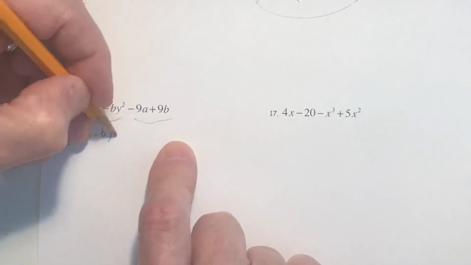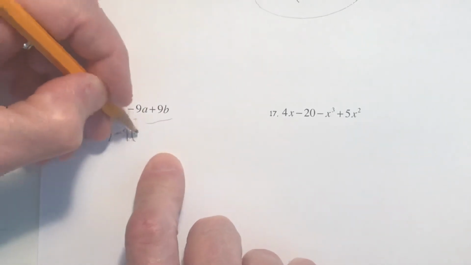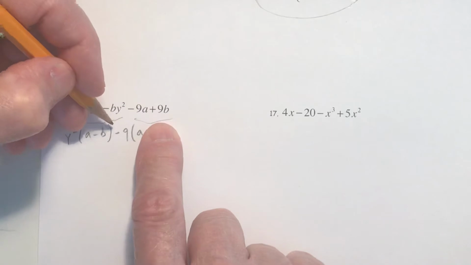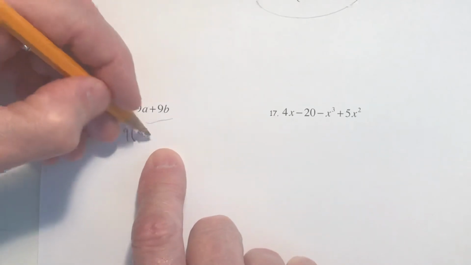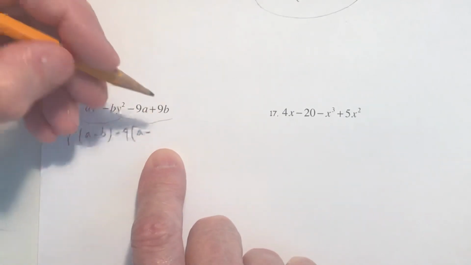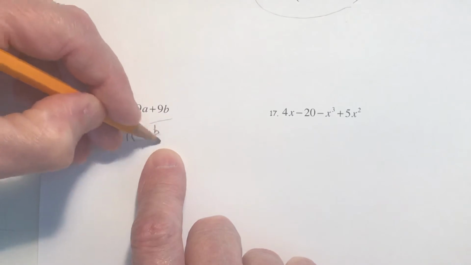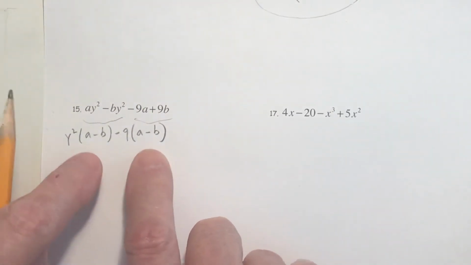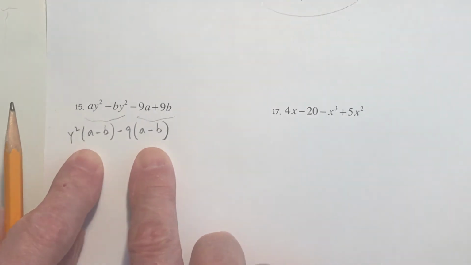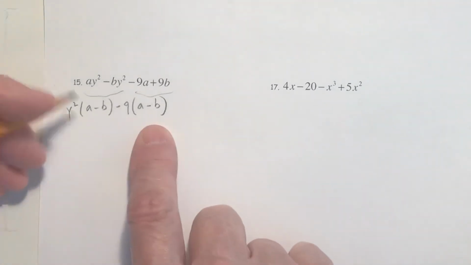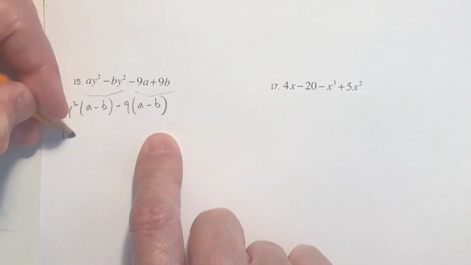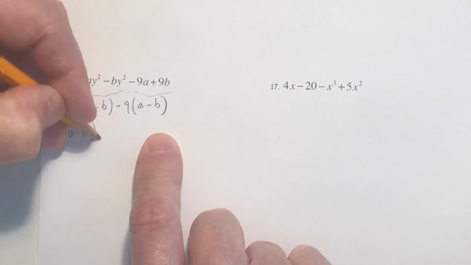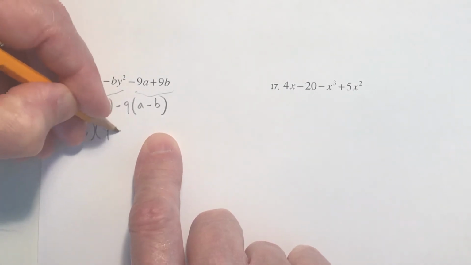And from these two, I can factor out minus 9 times, and I want this to be plus 9b after multiplying. That means I need a minus b. See, that would make minus 9a plus 9b. Got that common binomial factor of a minus b. So I write a minus b times y squared minus 9.